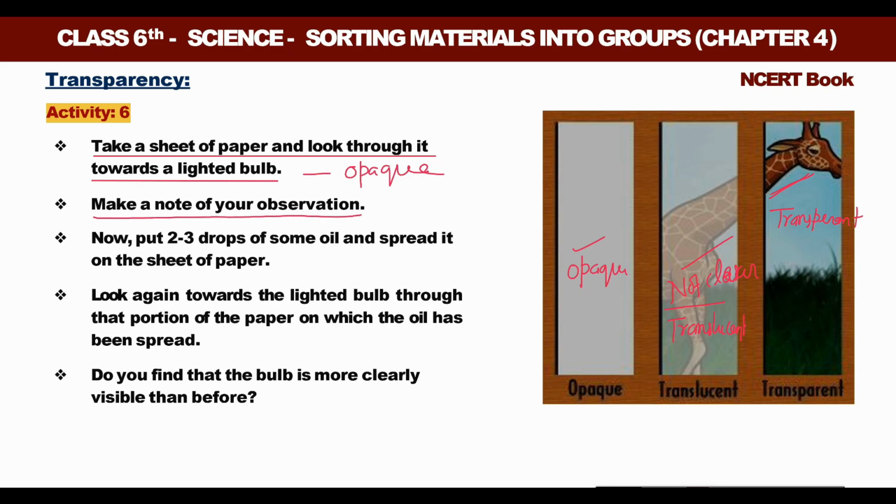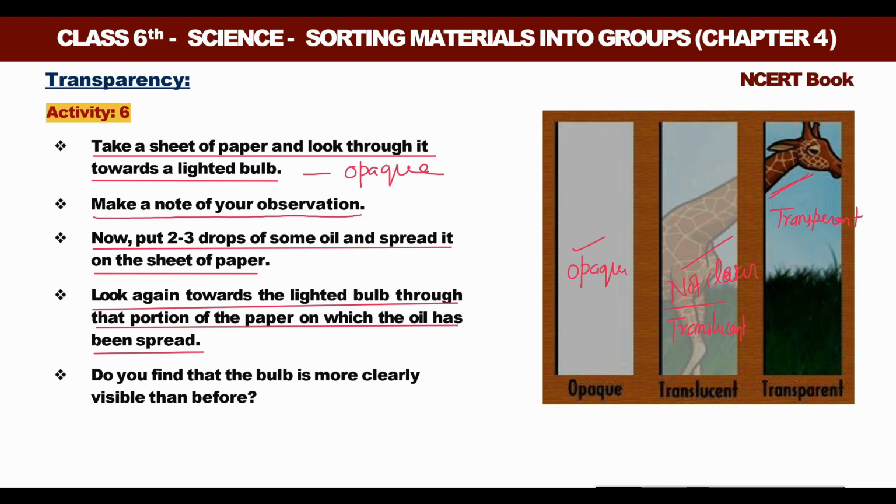And now put 2 to 3 drops of some oil and spread it on the sheet of paper. Put 2 to 3 drops of some oil on the paper at some places and spread it. Now look again towards the lighted bulb through that portion of the paper on which oil has been spread. You will see the bulb a little, faint, dull looking. It is what I said, that is faint.